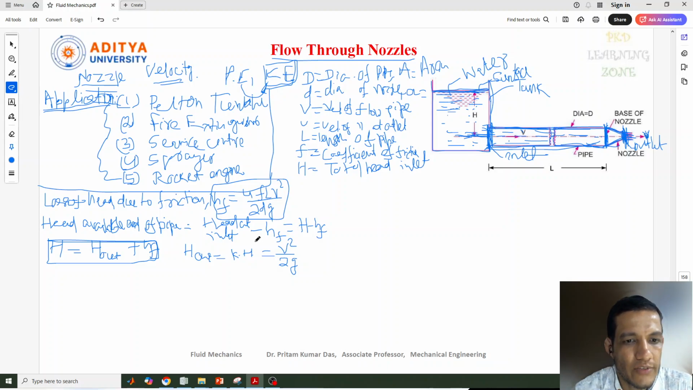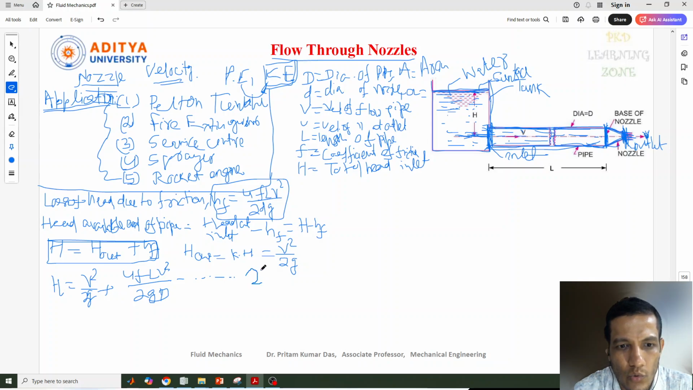Now just put the value of H out at this point and the HF value here. So we can write H equals V square by 2g plus 4f L V square by 2gD. Here D is capital, because it is the pipe flow, so you need to consider capital D. The starting one you can call equation 1, and this one equation 2.